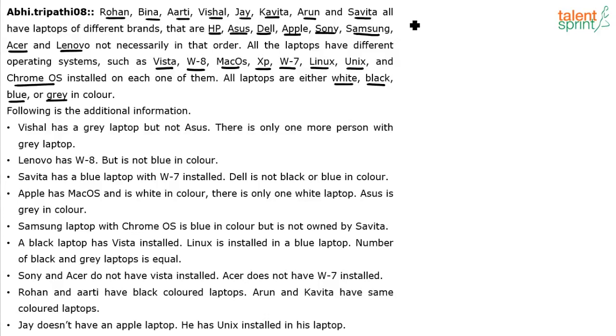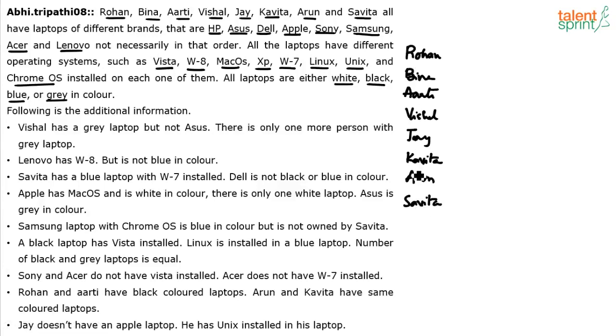But overall, the requirement is we have to fix the names of the persons along with the laptop brands that they use, the operating system installed and the color of their laptop. So one thing I can do is list down the names of the persons here, because eventually we'll have to link everything to the person. Rohan, Beena, Aarti, Vishal, Jay, Kavita, Arun and Savita, 1, 2, 3, 4, 5, 6, 7, 8. So we'll have to link up the names with the brands, followed by the operating system, followed by the color, or in some order there.